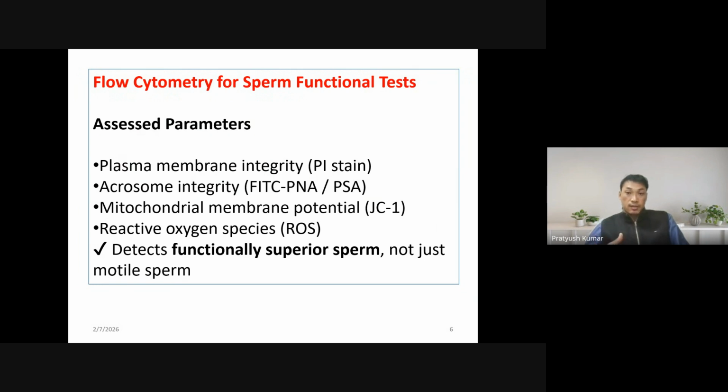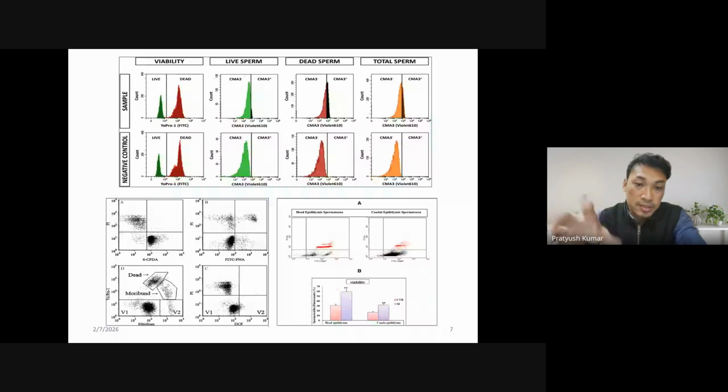This is another advanced technology. It should be functionally superior, but it should be functional. So it gives more accuracy. Beyond the CASA, now flow cytometry is better. So these are images of flow cytometry parameters.